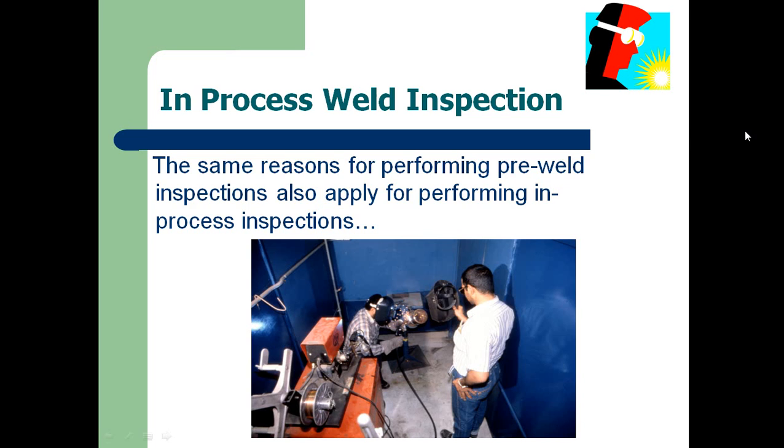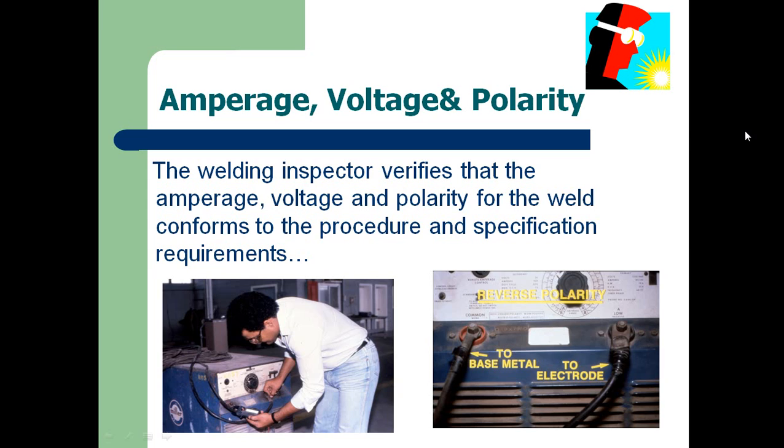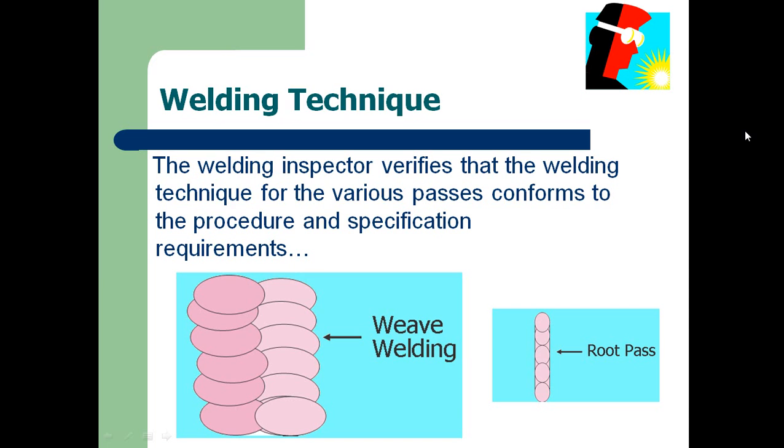In the process of weld inspection, the inspector checks the process itself during the welding. This is the main task of inspectors during welding: to check the amperage, voltage, polarities. The welding technique itself, to check the root pass, the weave welding, and the techniques used.